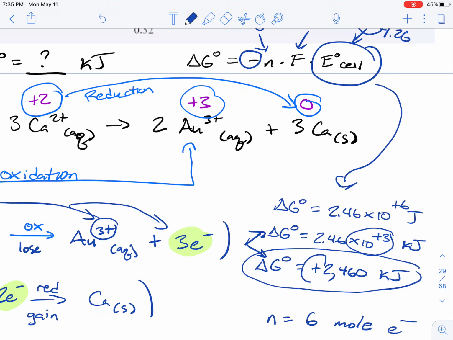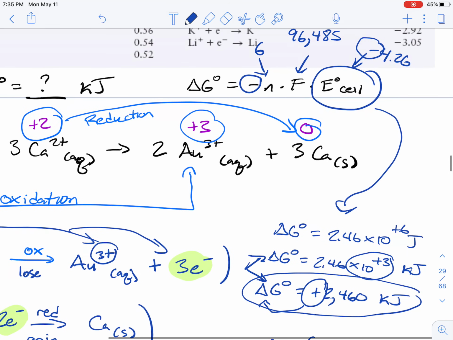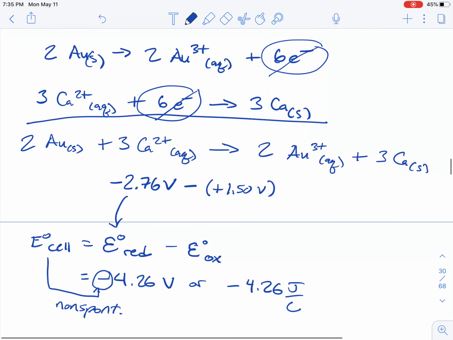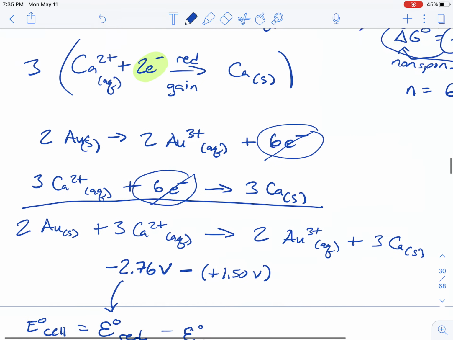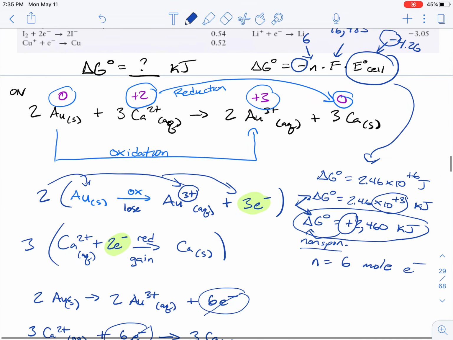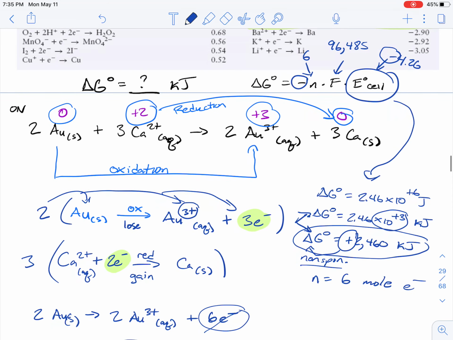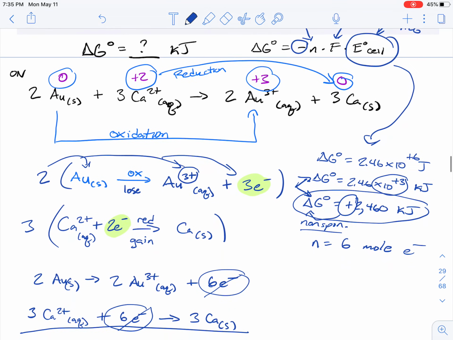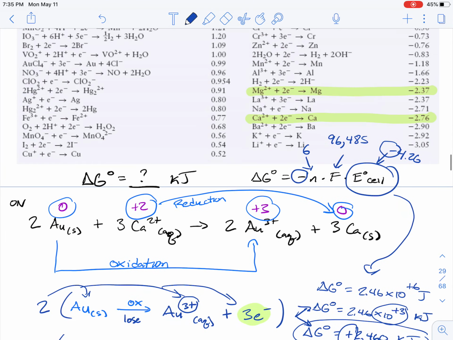Notice that the sign is positive. This is telling us that the reaction is also non-spontaneous if the value of delta G is positive. And so it looks like our signs for E cell and delta G are in agreement. They both conclude that this reaction is non-spontaneous in the forward direction. What that means is that the reverse reaction is spontaneous. Cool. That's pretty much it for this lecture video.